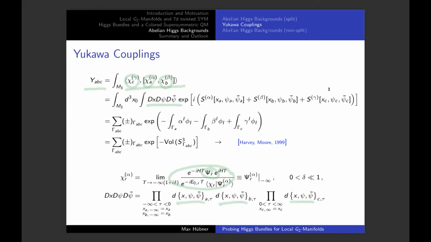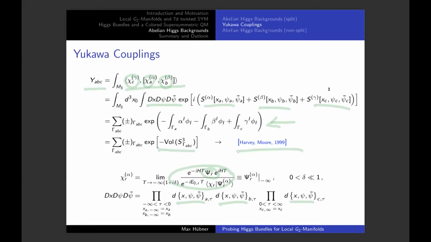And the action which governs the dynamics is the sum of three actions which, well, these actions are defined for each of the legs of the Y-shaped tree. With this setup, one can then apply supersymmetric localization and find this result. And remembering that the component functions of the Higgs field recorded the symplectic volumes of the two spheres in the ALE fiber, one finds that this is nothing but the volume of the supersymmetric 3-sphere. And this exponential suppression factor matches with the results of Harvey and Moore.